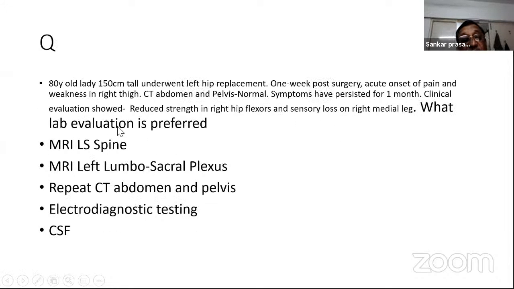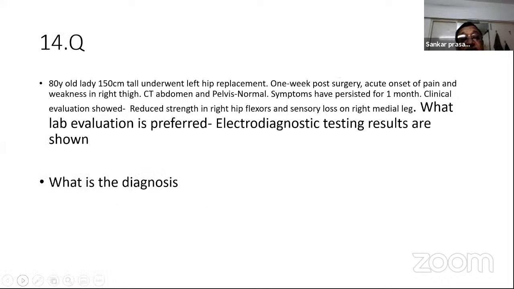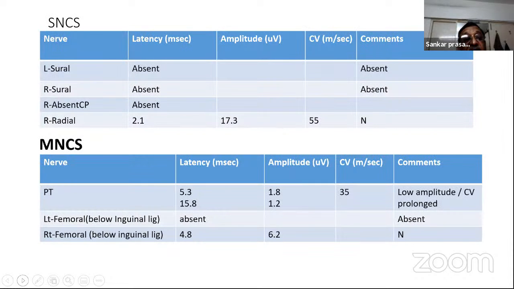So, what lab evaluation is preferred? MRI LS spine, MRI left lumbosacral plexus, repeat CT abdomen pelvis, electrodiagnostic testing, or CSF. What will you like to do? Oh yeah, right, there are two, right? That's nice. So you would like to do electrodiagnostics, right? Now that is challenging. So electrodiagnostic testing, and what is the diagnosis after you go through this?